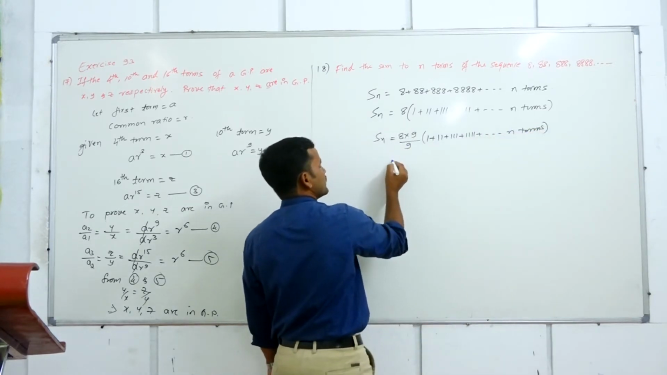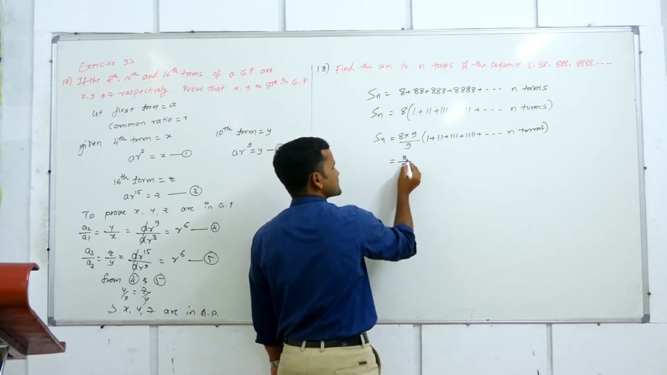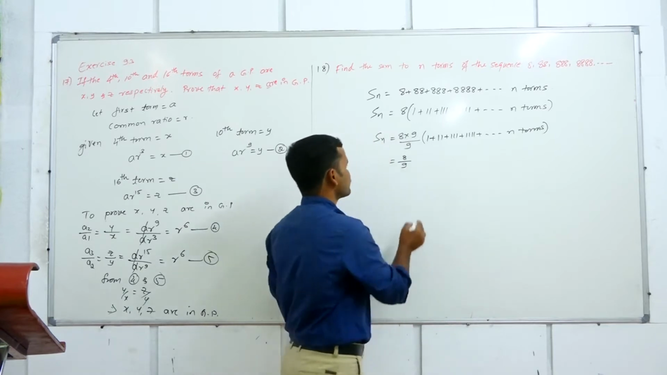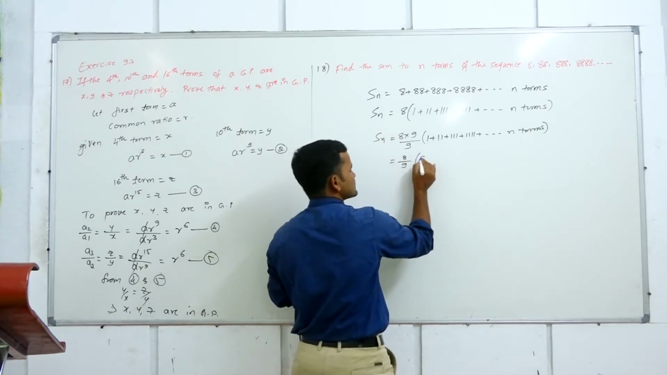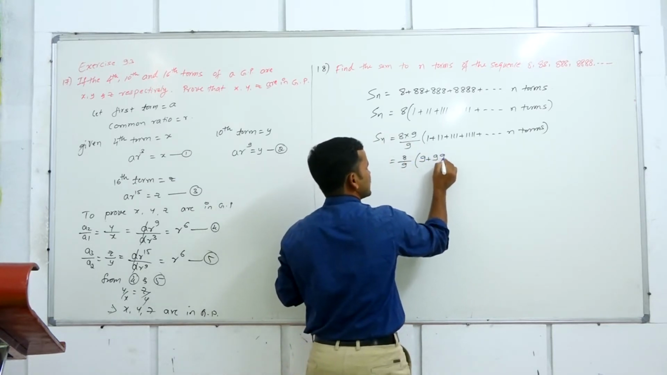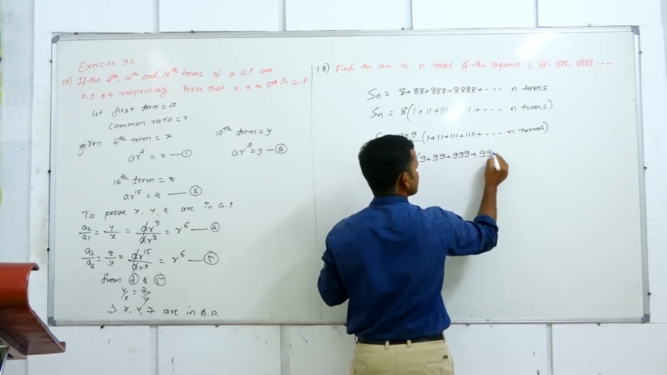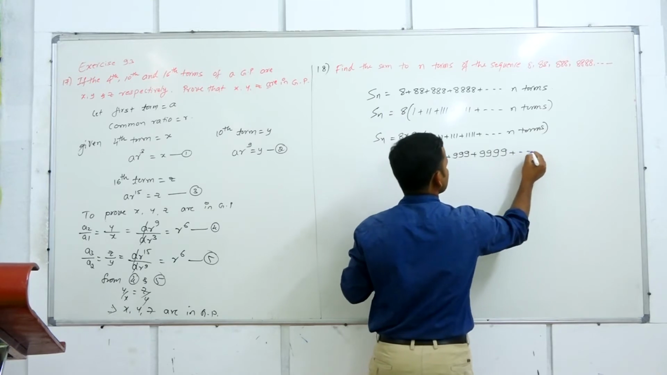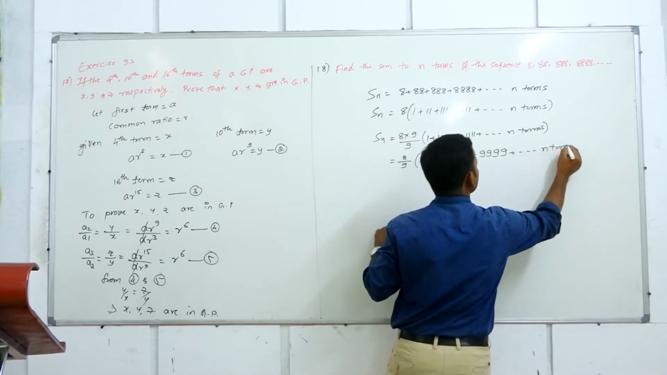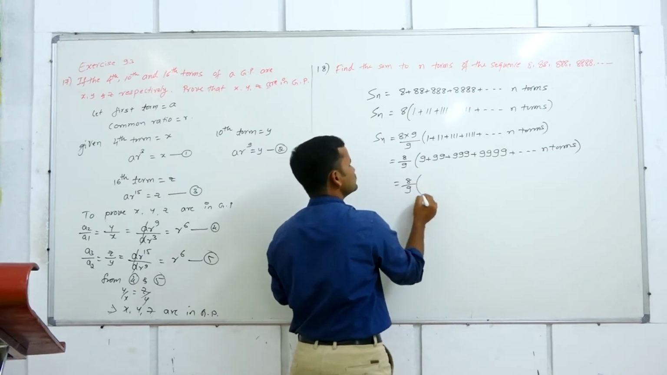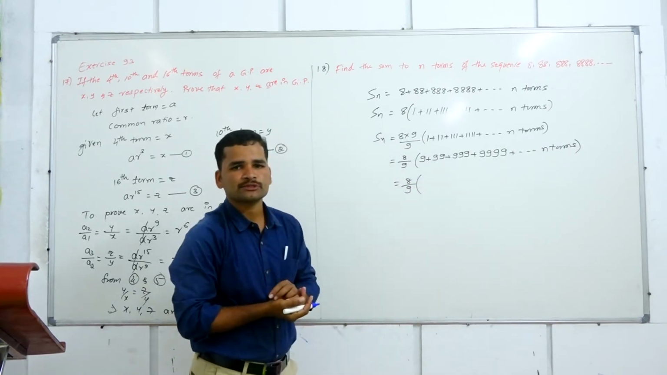Next, 8 by 9 you keep as it is. This numerator 9 you multiply with the terms. This becomes 9, 99, 999 plus 9999, so on up to again how many terms? That is n terms. 8 by 9 into this 9 I want to split.